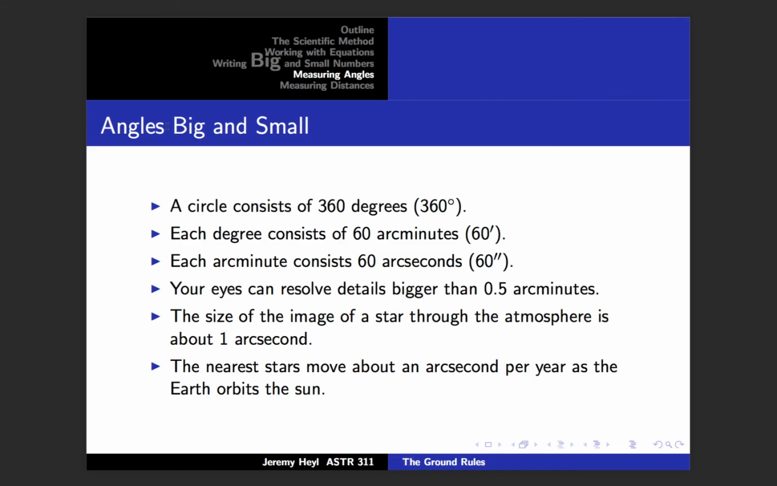Okay? So the nearest stars to us, if you think about it, if I'm on the Earth and here's the sun, I'm going around the sun each year. And if I look at a star, that star will appear to move due to my motion going around the sun. And typically, that's 1 arcsecond back and forth each year for the nearest stars. So that's where the arcsecond comes from. This is just to give you a sense of the size of things.